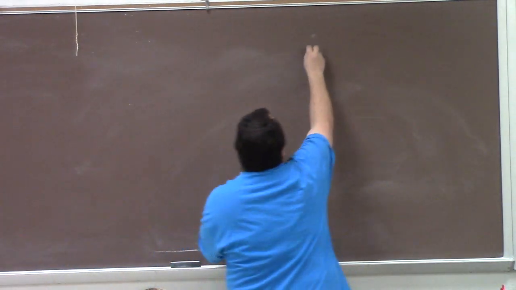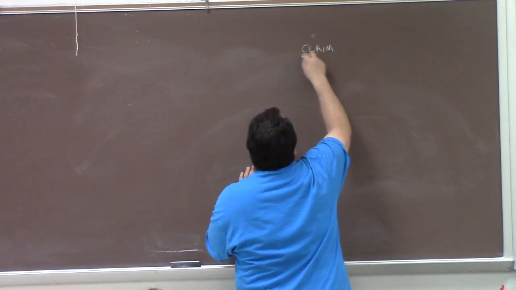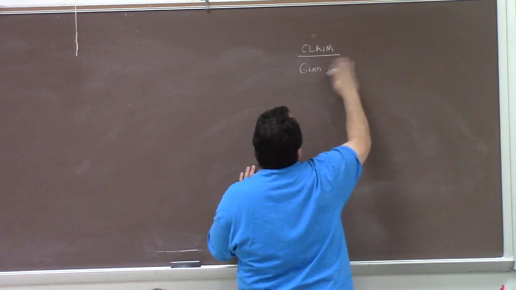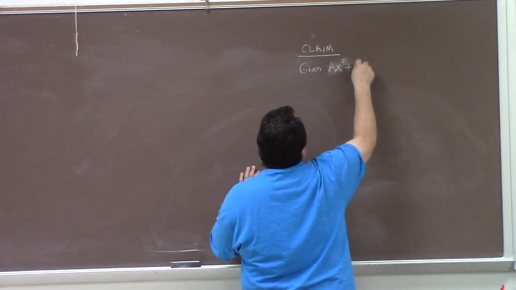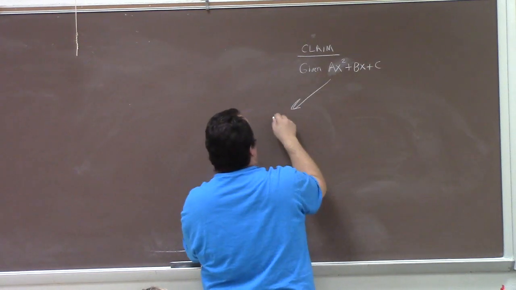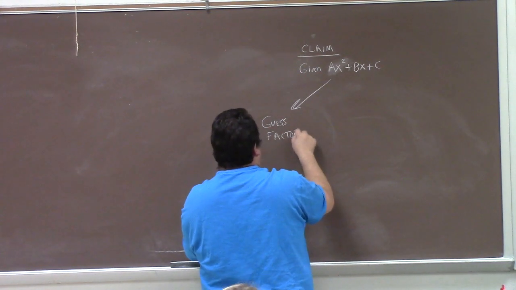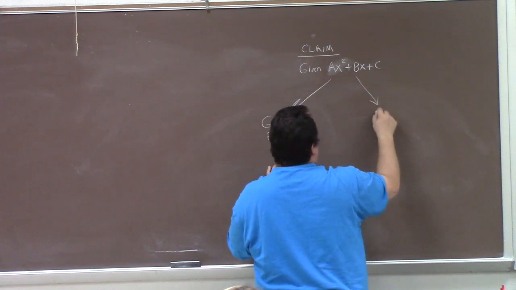So let's see here, x squared plus 4x plus 3. What I'm proposing is that there are two ways of factoring. Here's my claim. This is what I'm going to show you. Given ax squared plus bx plus c, you can either guess factoring, or you can complete the square.